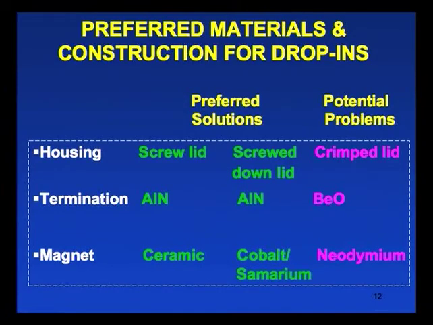We make our devices very reliably. There are preferred ways of making isolators and circulators. We do not use crimp lids. They might fall off. Beryllium is dangerous. Neodymium is not reliable. And we prefer these other methods to make our devices.